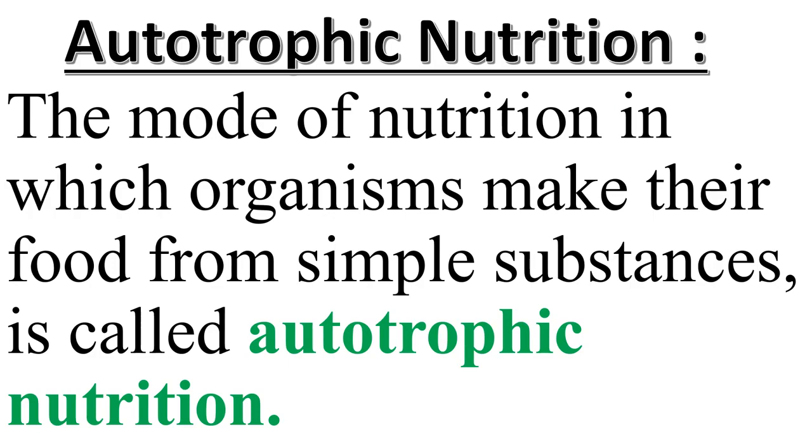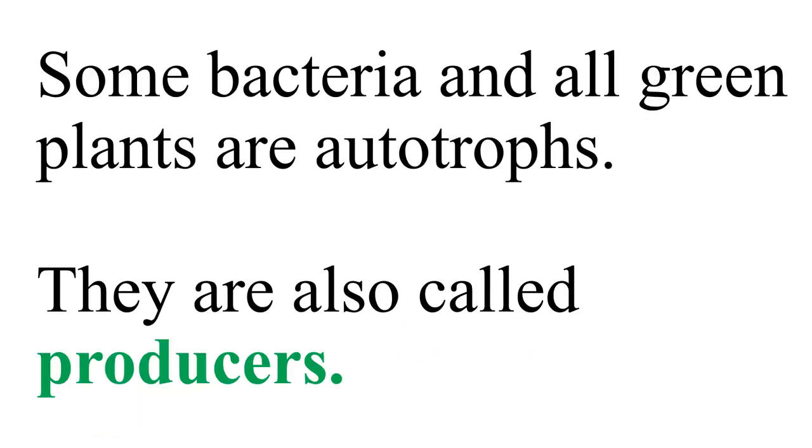The first type of mode of nutrition is autotrophic nutrition. The mode of nutrition in which organisms make their food from simple substances is called autotrophic nutrition. Some bacteria and all green plants are autotrophs. They are also called as producers.